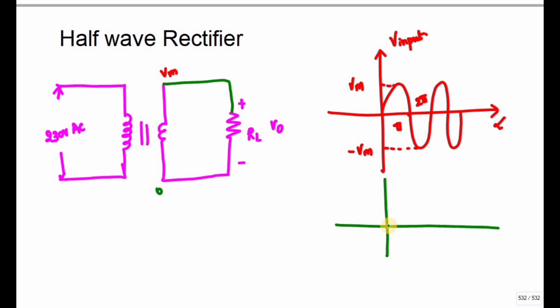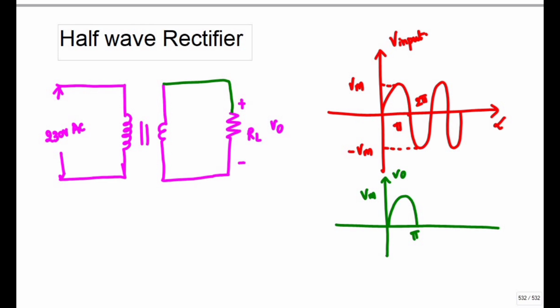The working is as follows. During the positive half cycle of the AC input, the diode has an anode and a cathode, right? During the positive half cycle, the anode of the diode becomes positive with respect to the cathode. So the diode becomes forward biased and it will conduct current. So the current flows through the load resistor RL, and the output voltage will appear across the load.